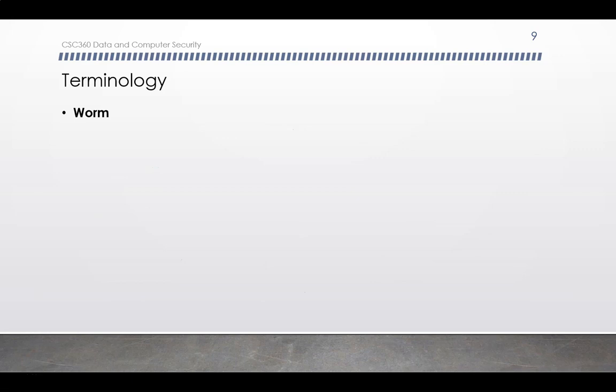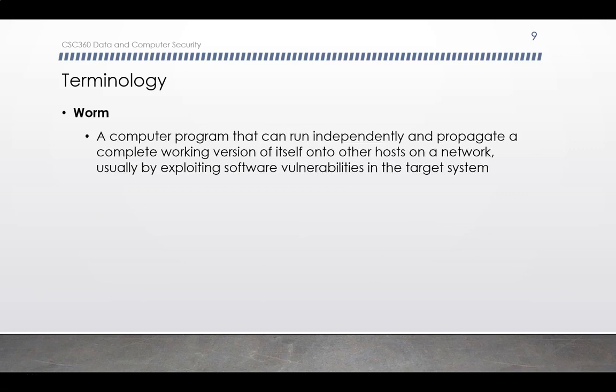Let's consider a couple more terms. A worm is a computer program that can run independently and propagate a complete working version of itself onto other hosts on a network. This is accomplished quite often by exploiting software vulnerabilities. Now, propagation refers to the way that malware spreads. We'll discuss this in some detail in just a bit. Also, the software vulnerabilities will be addressed in a bit more detail shortly.